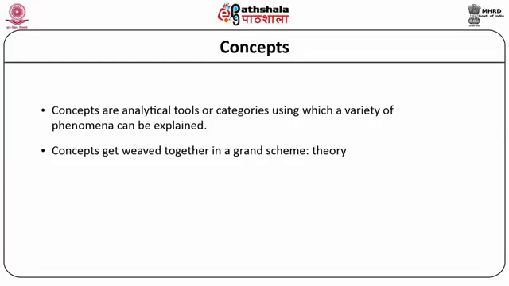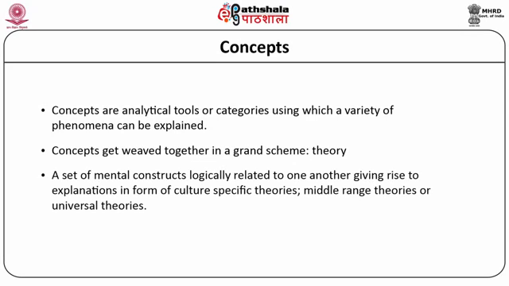Let me put it the other way. When we talk about a theory, we are talking about a set of mental constructs, and these mental constructs are logically related to one another in such a way that this logical relationship gives rise to a set of propositions, a set of explanations. These explanations or propositions are usually universally valid, or on a limited scale, if we call it a middle range theory, they are valid in a limited manner, or they are culture specific.